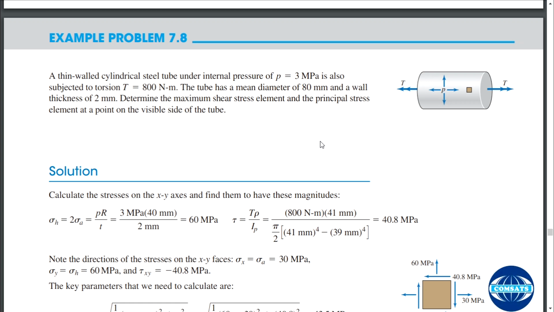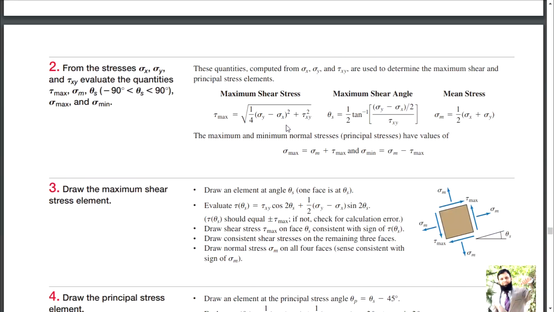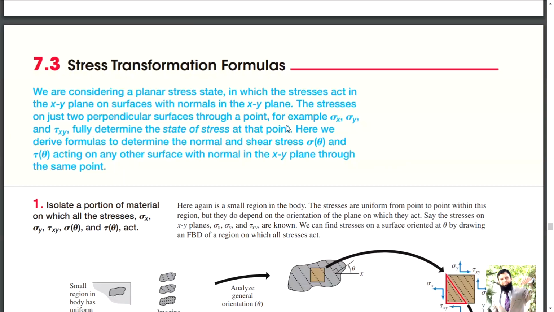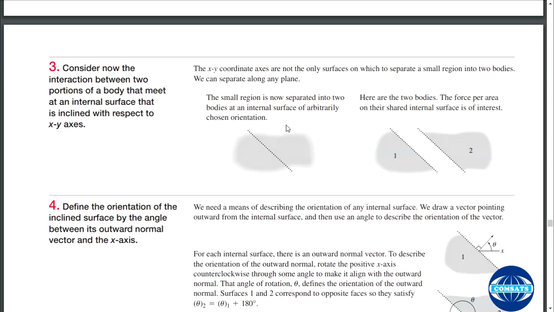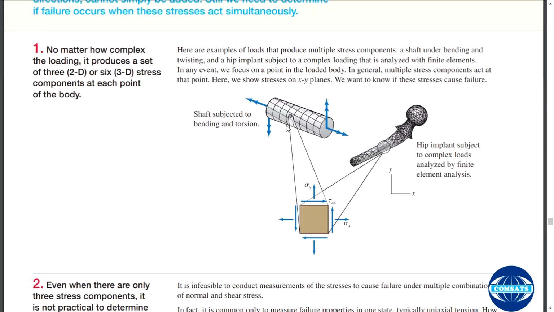Anyhow, what we are going to do is we will continue our previous lecture. Let me briefly overview our previous concepts, and then we will jump to this example problem number 7.8. Stress transformation. What is the fundamental of stress transformation? Your element is subjected to combined loadings, and that loading is quite complex.